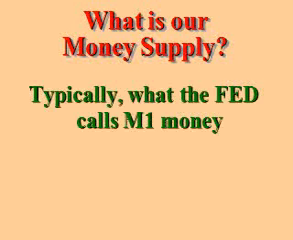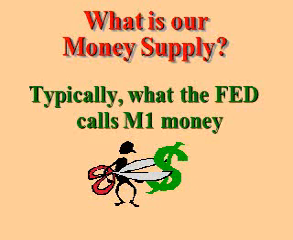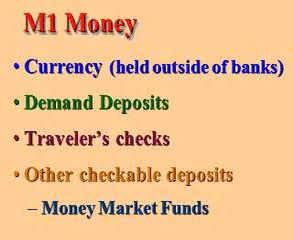Okay, so what is our money supply? Typically, what the Fed calls M1 money is our money supply. We're going to talk a little bit about what M1 money is, M2 money, M3 money, and so on and so forth. M1 money, and this is something you want to get down, is currency, held outside of banks. You've got $5 in your pocket, you've got M1 money. Demand deposits: when we put money into a checking account or a savings account, that's M1 money. Traveler's checks, although nobody really uses those anymore, are considered M1 money. And other checkable deposits, things like money market funds.